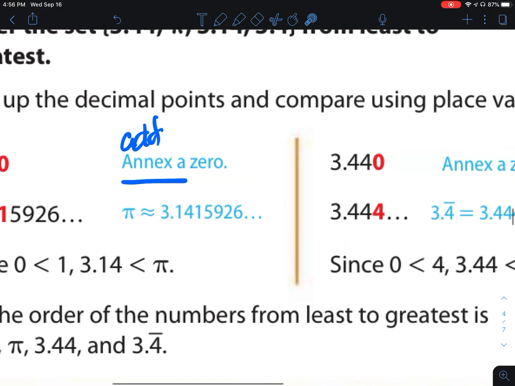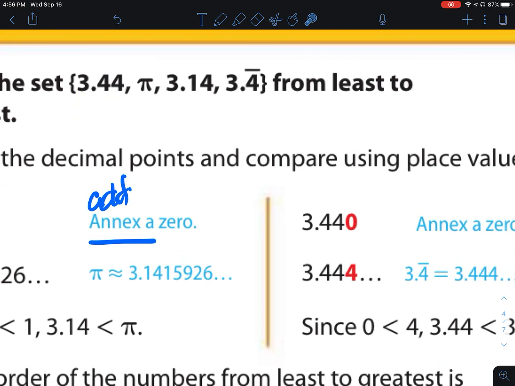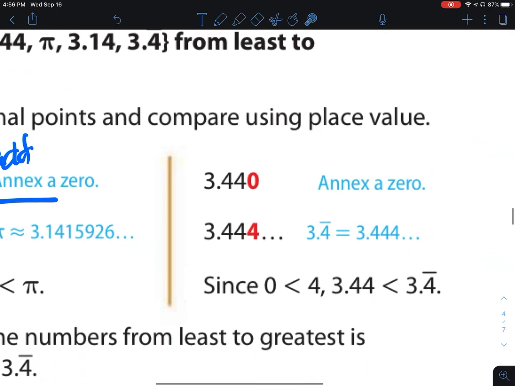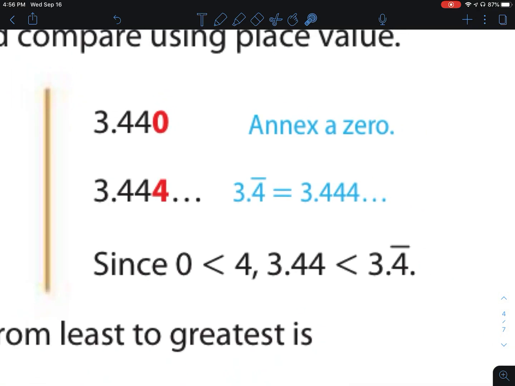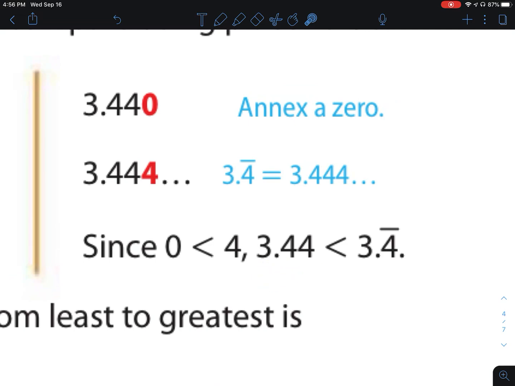Let's take a look at the last two numbers, 3.44 and 3.4 bar notation. So you have 3.440 and 3.444. Now, why did we annex a 0? Why did we add a 0? Because if you look at the numbers again, that's 3, same, same, they're equal. So the only time we can find the difference is when we add a 0, this is a 0 and that's a 4. And we know that 0 is less than 4. Therefore, 3.44 is less than 3.4 bar notation on 4.